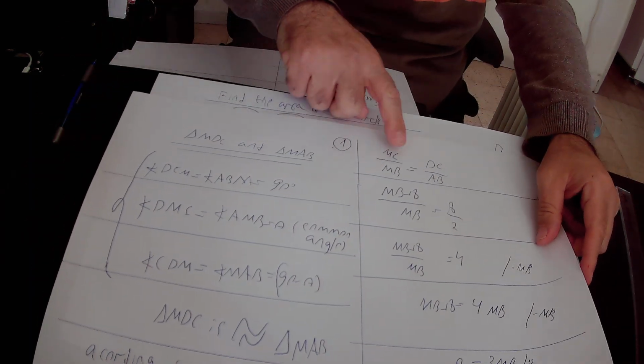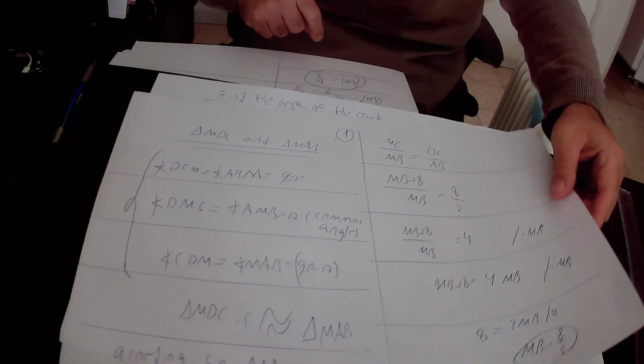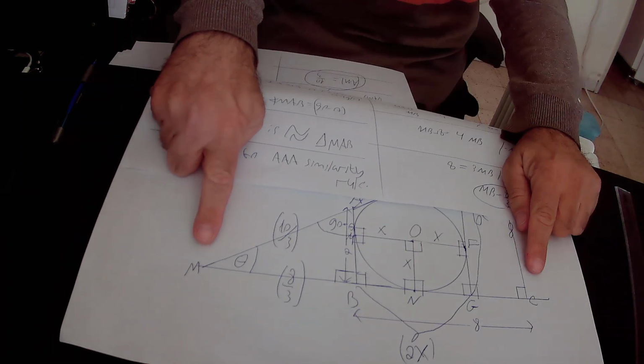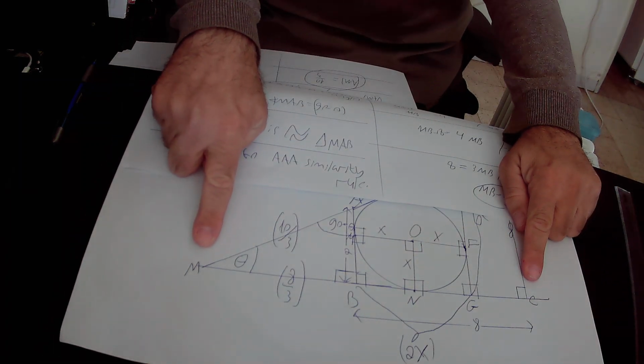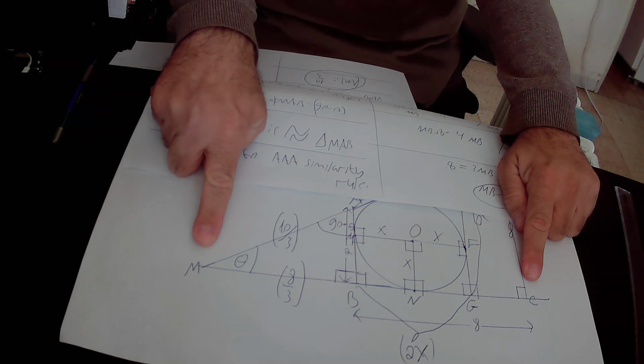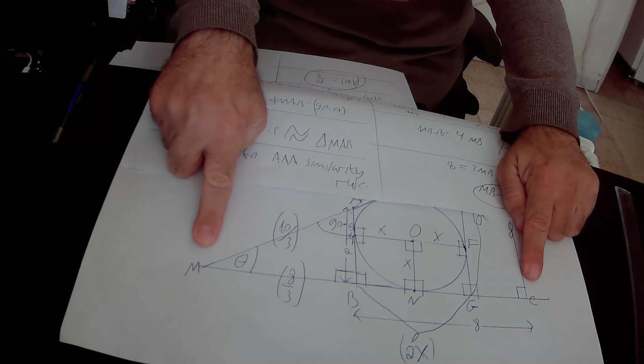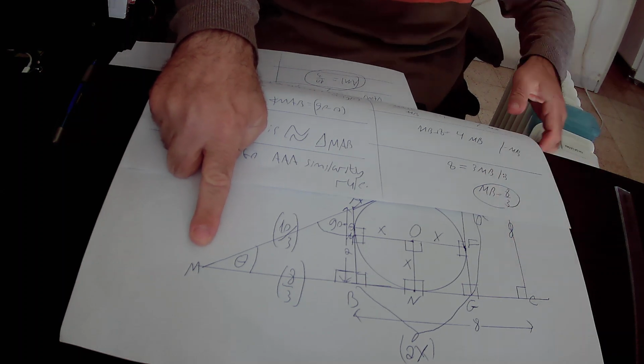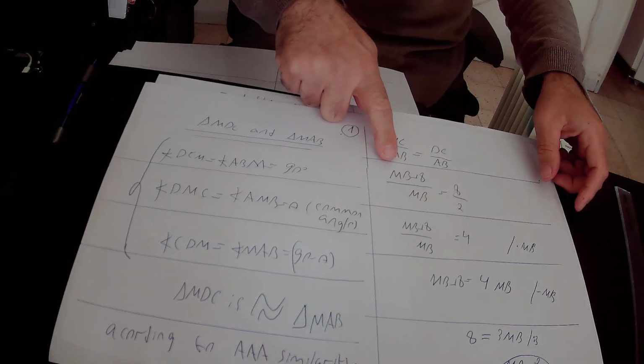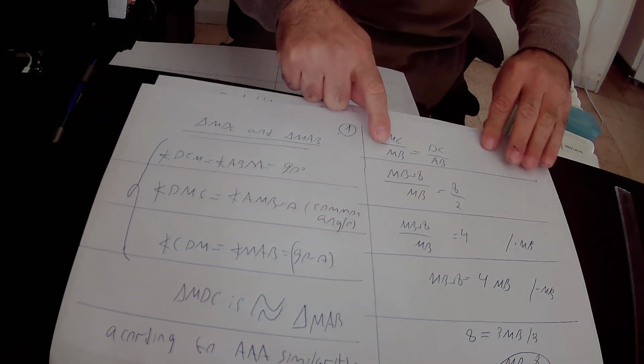MC over MB equals DC over AB. From the drawing, it is very easy to see that MC equals MB plus BC, that is 8. In total, MC equals MB plus 8. So substitute MC by MB plus 8 over MB equals DC.